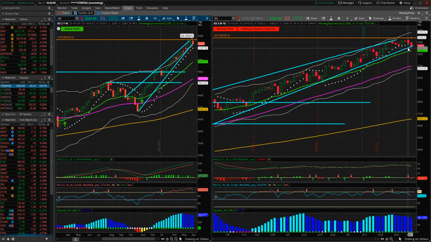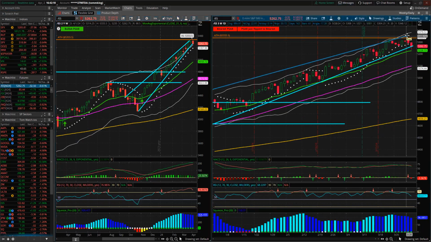Typically, if we break down below that pattern, it is a bearish setup all along. So we're slowly getting to the top of this pattern. So we'll see which way we break, the upside or the downside, but something's got to give. It can't just keep getting narrower and narrower forever.